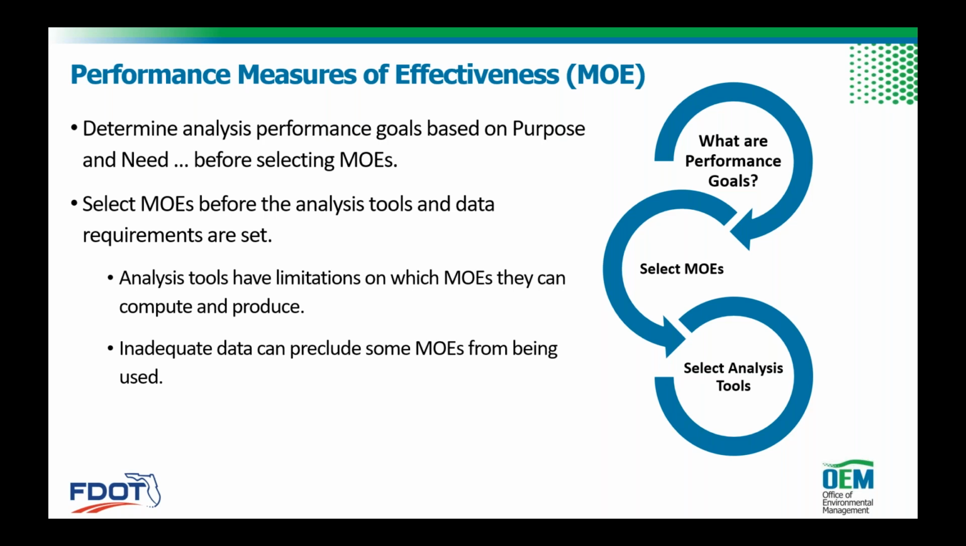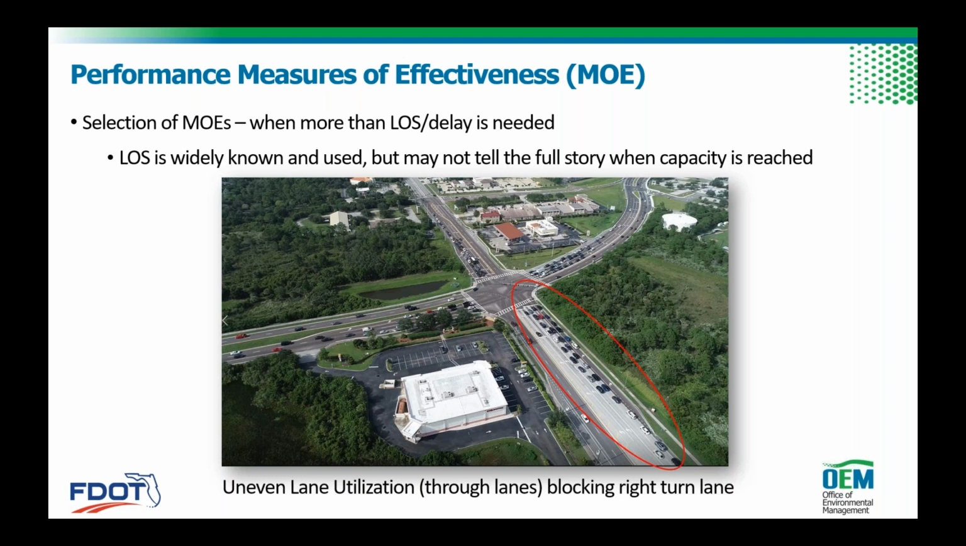Maybe a turn lane is blocked. Maybe there's different lane utilization data that needs to be collected. So let's look at this picture on this slide. This is a good example of when more than level of service and delay are helpful. This image was collected by drone data collection in the Brevard County area.